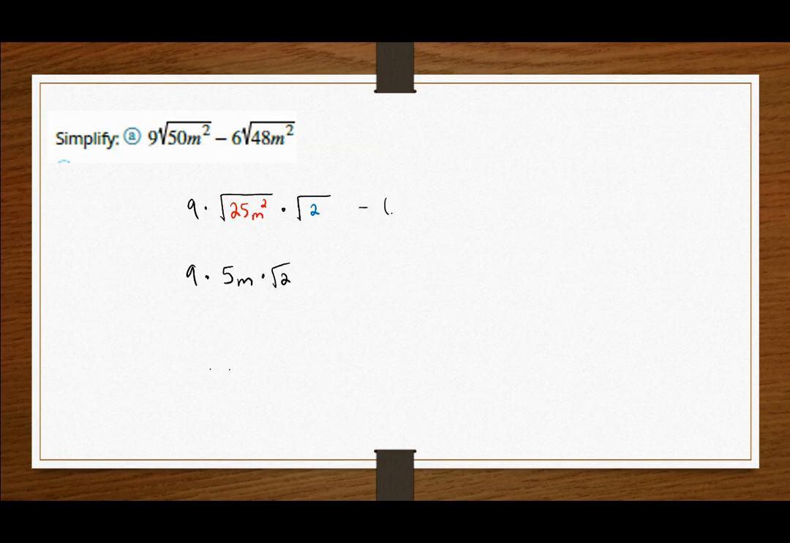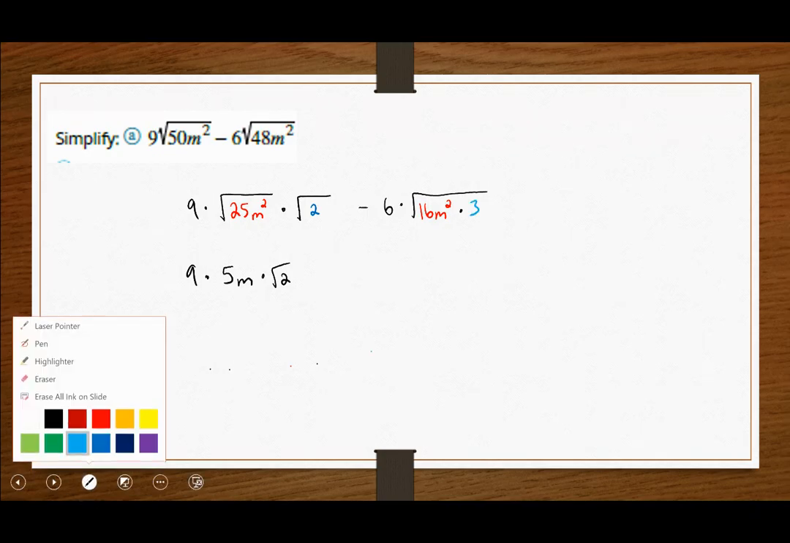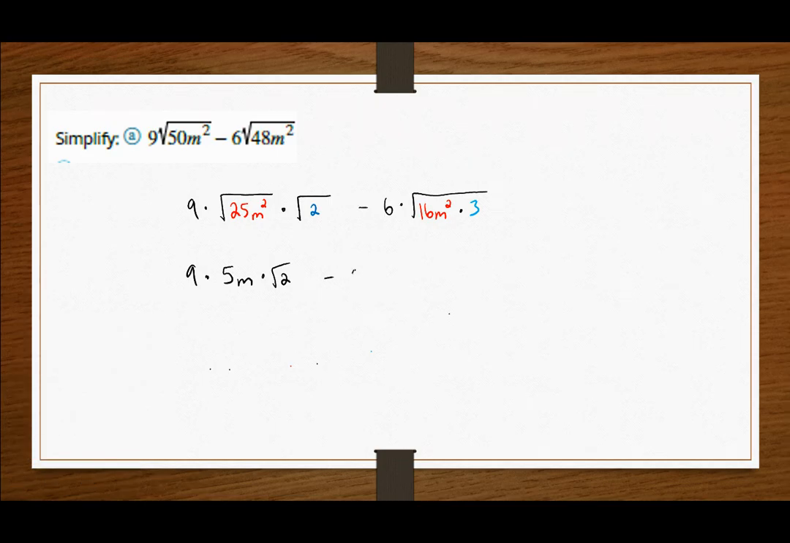For my second expression, we follow a similar pattern. We want to split the square root of 48 into, again, two parts. Our perfect square factor in this case is going to be 16 m squared, and our non-perfect square factor is 3. So you'll notice in this case that once I do my split, the perfect square factor 16m squared will become 4m, and the square root of 3 stays underneath the radical.